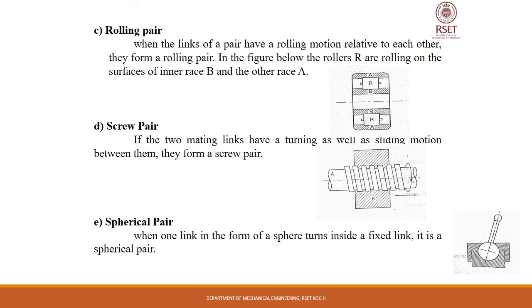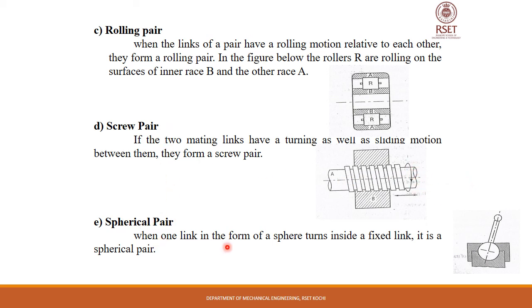Next type is the screw pair. If the two links have a turning as well as sliding motion, then it forms a screw pair. You can see here a screw and the nut. When the nut is fixed and I am turning the screw, the screw turns, and also it has a translatory motion in the outward, horizontal direction. So both translation and rotation are there. So it has 2 degrees of freedom for a screw pair.